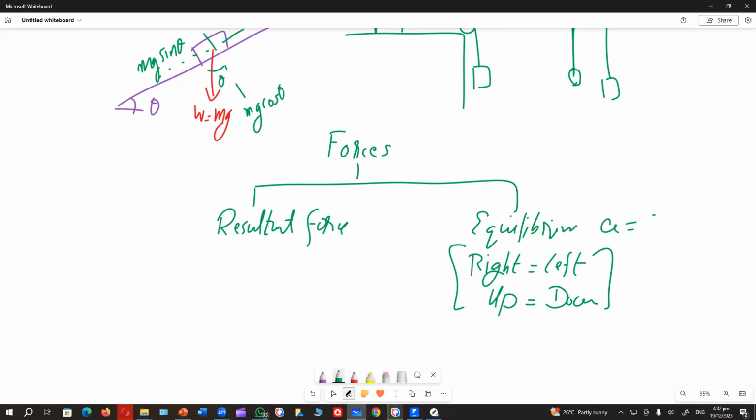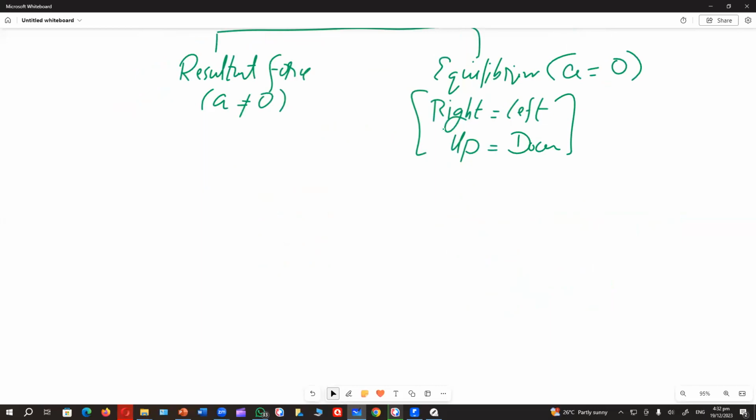Equilibrium means acceleration is equal to zero. Resultant force means acceleration is not equal to zero. So whenever you are dealing with any question in forces, you have to remember that the question is either on resultant force or on equilibrium, which is the zero acceleration case. So when you come across a question, in any situation, you have to apply these.